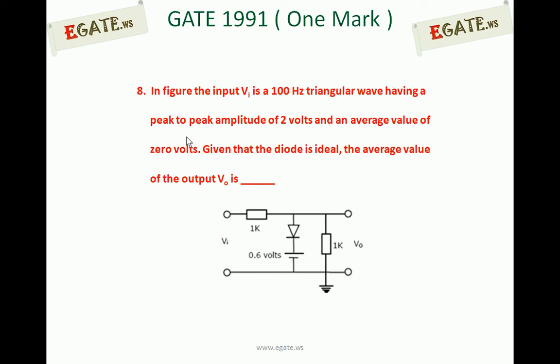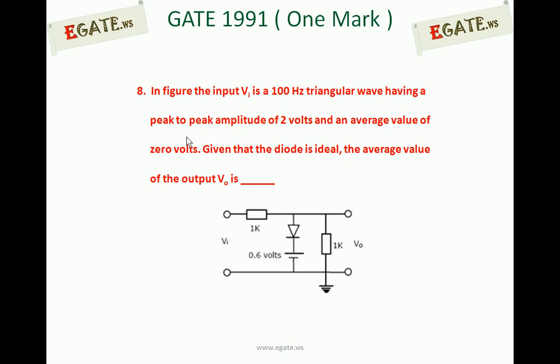In the figure, the input Vi is a 100 Hz triangular wave having a peak to peak amplitude of 2 volts and an average value of 0 volts. Given that the diode is ideal, calculate the average value of the output V0.